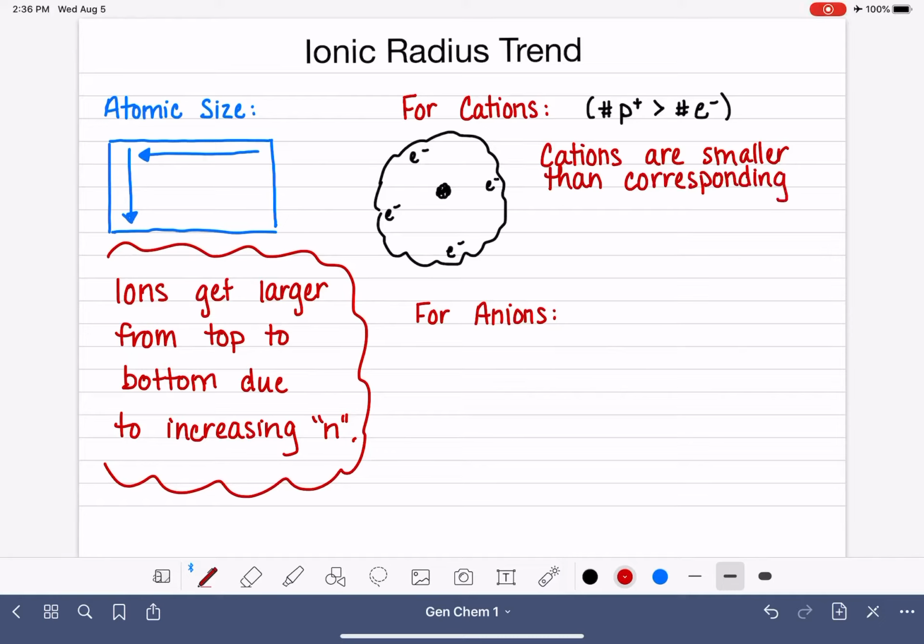Cations are smaller than their corresponding atom, and this is because losing one or more electrons causes an increase to the effective nuclear charge. And as we've seen from previous videos, increasing effective nuclear charge just simply causes the atom, or the ion, I'm sorry, to shrink.